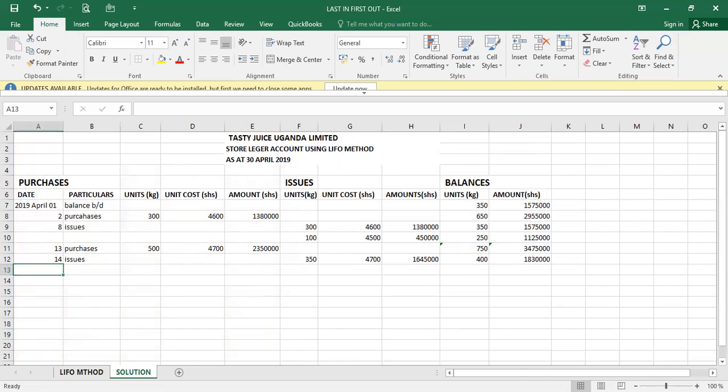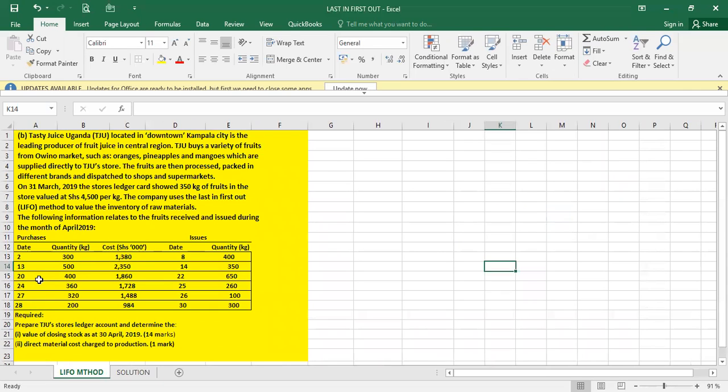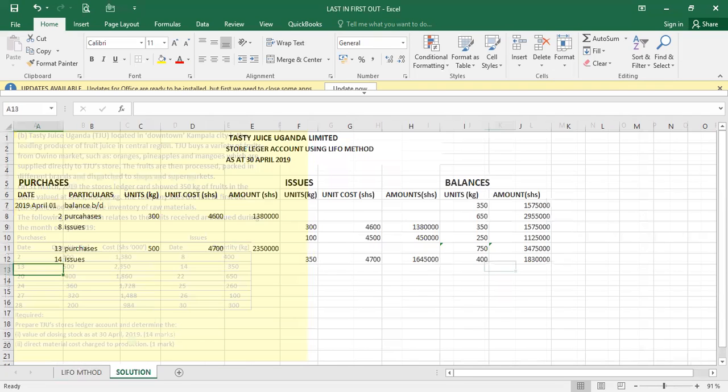We go to the next date, that is on 20th. We bought 400 units at 1 million. Said we bought 400 units at 1,860,000.